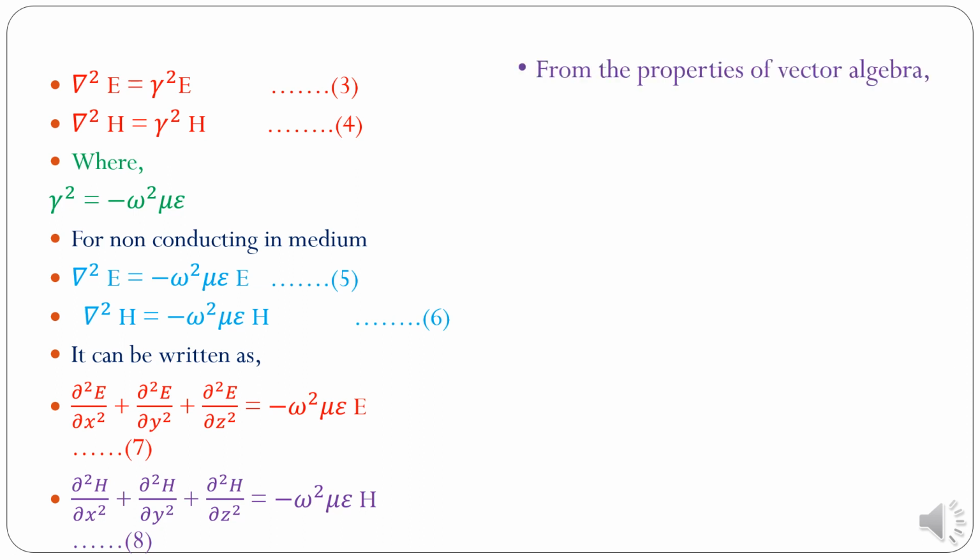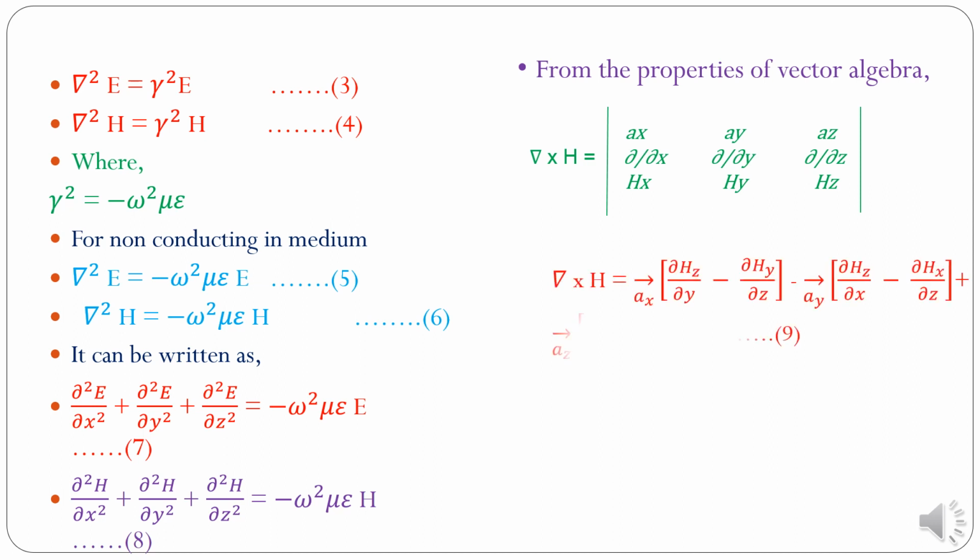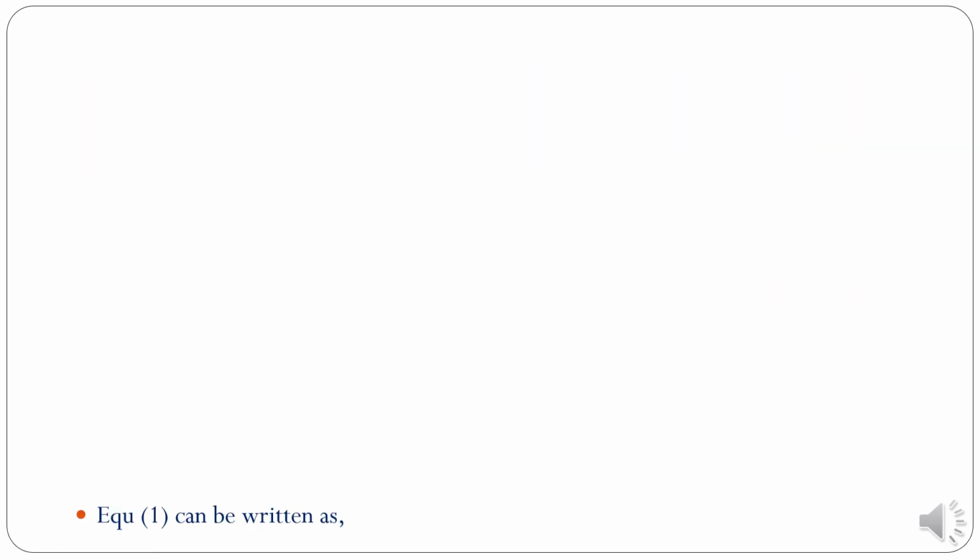From the properties of vector algebra, we know that del cross H is the determinant of dou by dou x, dou by dou y, dou by dou z, Hx, Hy, Hz. Applying the multiplication rule, we get del cross H is equal to ax (dou Hz by dou y minus dou Hy by dou z) minus ay (dou Hz by dou x minus dou Hx by dou z) plus az (dou Hy by dou x minus dou Hx by dou y).